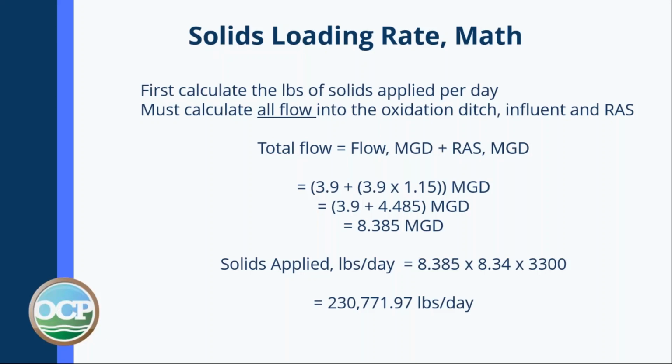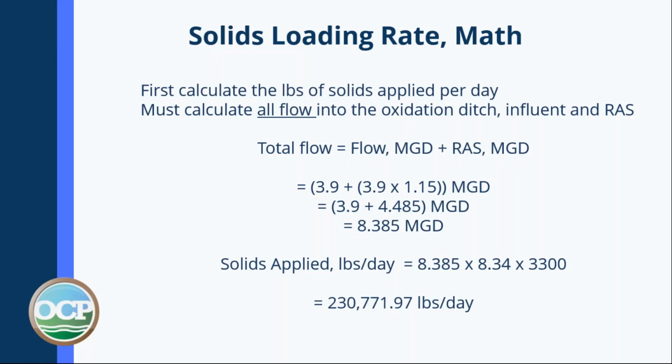115% of that. So you take 115 divided by 100, which gives you 1.15. So you take 3.9, your influent flow, times 1.15. That gives you 4.485 million gallons per day of return activated sludge flow. You add your 2 flows together, 3.9 plus 4.485, and you have a total flow going through that system of 8.385 million gallons per day.